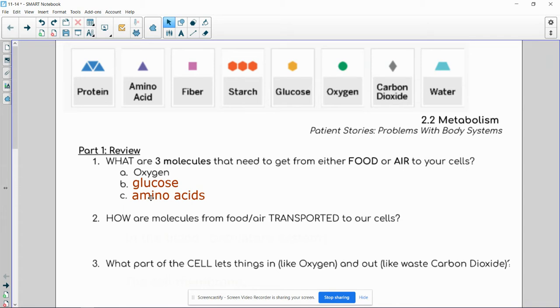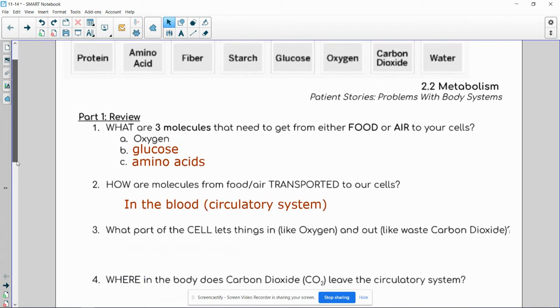And the second one, how are molecules from food and the air transported to our cells? That's going to come up again today a lot. We talked about this in class. Once I breathe in oxygen into my lungs, how does the oxygen get to my cells so that cellular respiration can happen, that long chemical equation we talked about? And the answer is that it's carried in our blood.